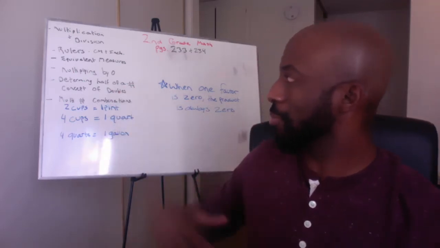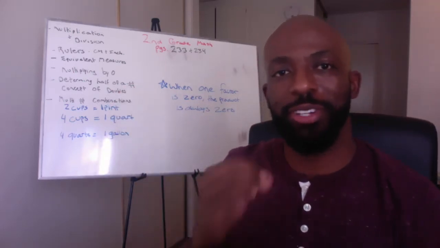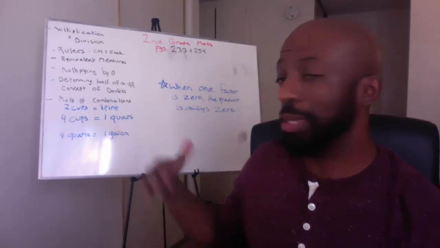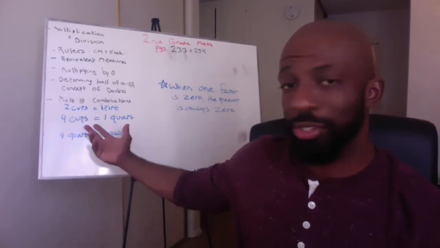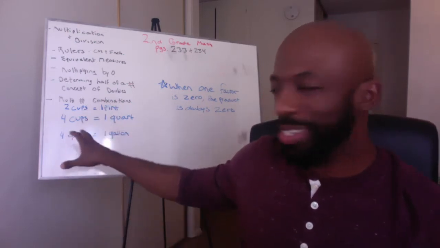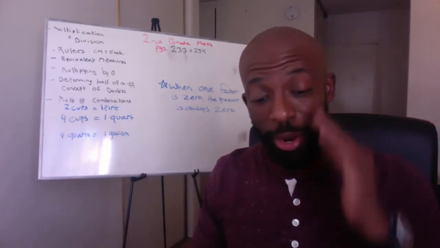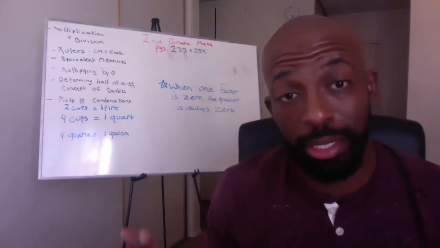Determining half of a number is called the concept of doubles. So we're going to talk about that. Multiplication, multiplying number combinations. And then these are some cups, what it equals, pints. That'll all come into play in just a second when we're doing our work. All right, so you need your pencil, need a ruler, and let's dive in.